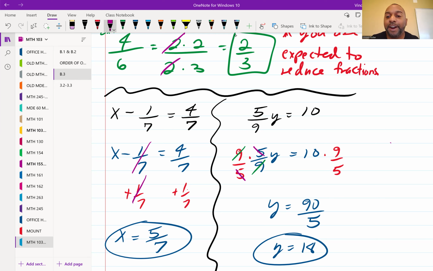Oh yeah, we didn't finish it. All right, so then finish it off: 10 times 9/5. All I did was just multiply the 9 times the 10, which is 90. And then 90 divided by 5 is 18.